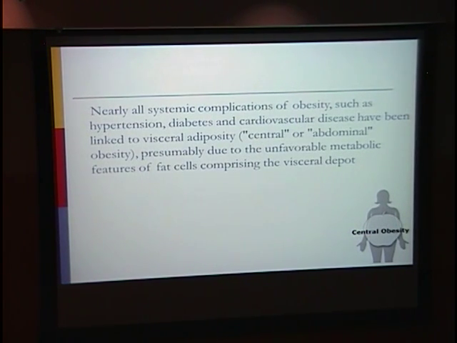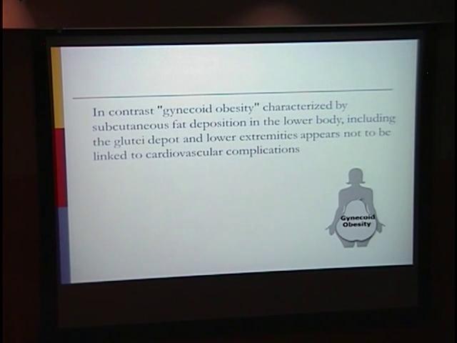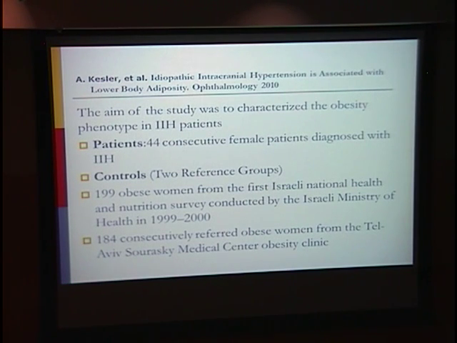Nearly all the systemic complications of obesity, such as hypertension and diabetes, have been linked to visceral adiposity, central or abdominal, presumably due to unfavorable metabolic features of the fat cells comprising the visceral deposit. In contrast, gynecoid obesity, or lower body obesity, characterized by subcutaneous fat deposition in the lower body, including the gluteal depot and lower extremity, appears not to be linked to cardiovascular complications. So we decided to characterize the obesity phenotype in IIH patients.